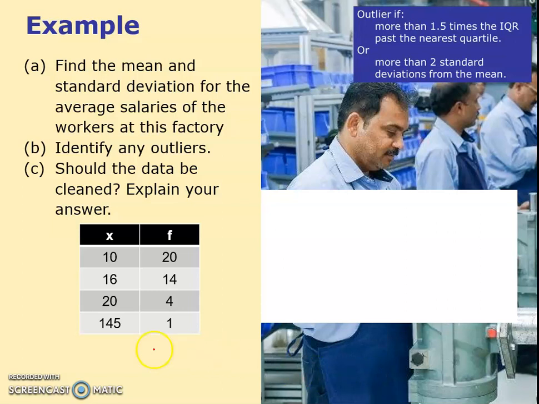So again, you should know how to type this in. We did something similar on a recent video. So I'm going to go menu 6, and one variable, and you have to have the 2 columns set up. So hopefully you've got that. So 10, 16, 20, and 145 in my first column. And then my frequencies, which I type in, I get 20, 14, 4, and 1.